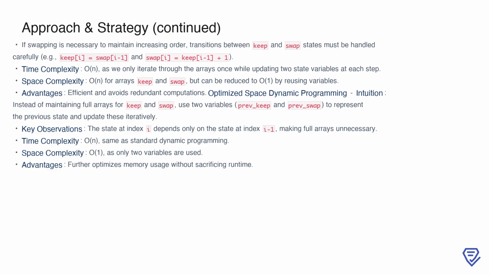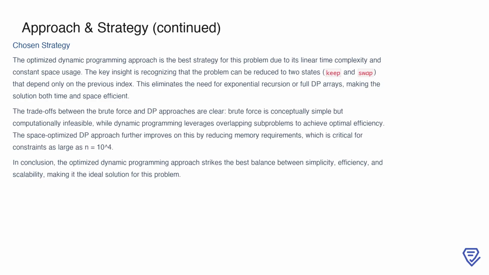However, this can be optimized further by recognizing that the states at index i depend only on the states at index i-1. By reusing just two variables, prev_keep and prev_swap, we can reduce the space complexity to O(1). This optimization maintains the same runtime efficiency while significantly reducing memory usage, making the algorithm highly scalable. Given these considerations, the optimized dynamic programming approach emerges as the best strategy for this problem.